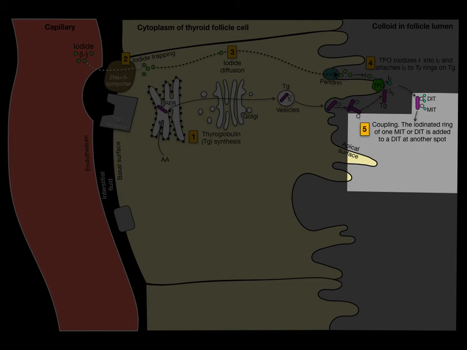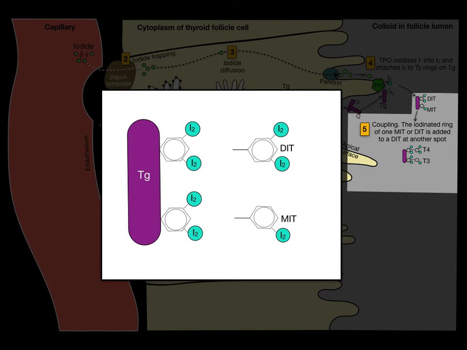Now, here we have step five. This is called coupling. This is where the MITs and DITs bound to the thyroglobulin undergo coupling reactions, where the iodinated ring of one MIT or DIT is added to the DIT at another spot, forming T3 and T4. Now, I want to do that again, except in a bigger picture. So there's thyroglobulin, and this is the coupling where the iodinated ring of one MIT or DIT is added to a DIT at another spot.